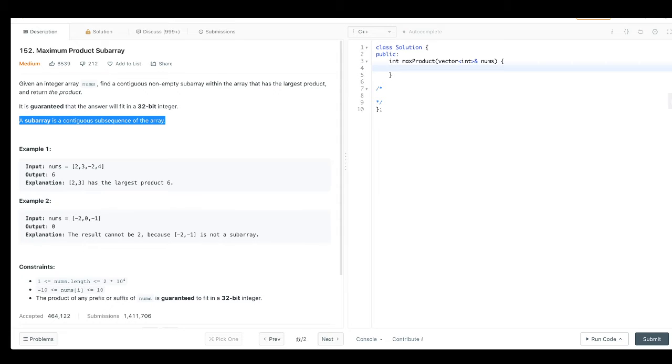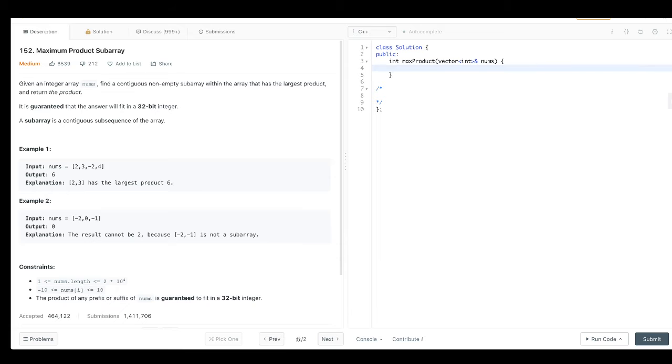A subarray is a contiguous subsequence of the array. So basically we need to find the maximum product subarray out of the complete array. Here what are the products that we can form from this array? The products will be 2, 3, minus 2, 4, 2 into 3, 6, 2 into 3 into minus 2, which will be minus 12, and then the overall 3 2s are 6, 6 4s are 24, 24 into minus 2 is minus 48. So these are the different kinds of products that we can form from the subarrays.